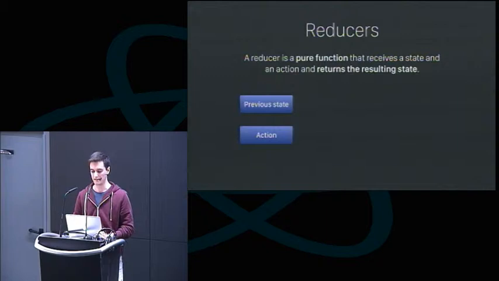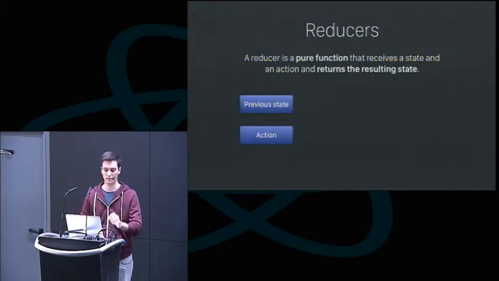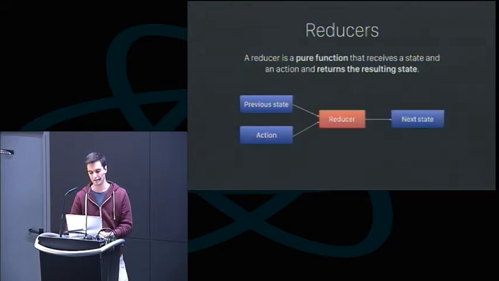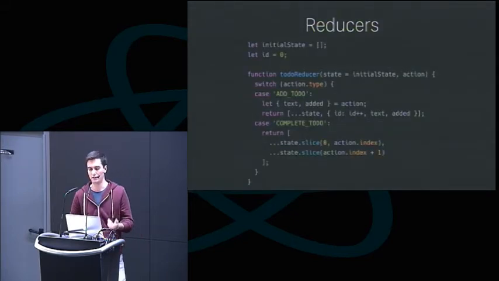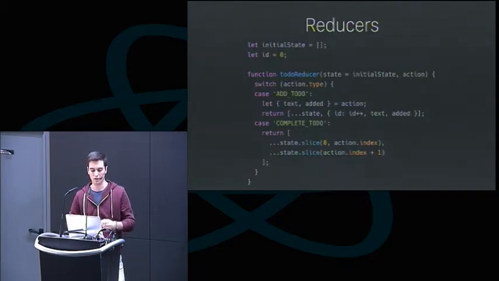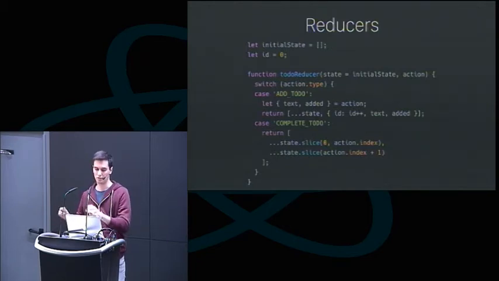The reducer, as I said, is a pure function that receives the previous state and the action, and then returns the next state. We will see an example of a reducer. This is, for example, for a to-do application. You get the initial state, that is an array if you don't have any state, and the action. Commonly, the common pattern to decide what to do is using a switch. So you switch over the action type. For example, in add to-do, you do something and return a new state, and in complete to-do, you do the same.